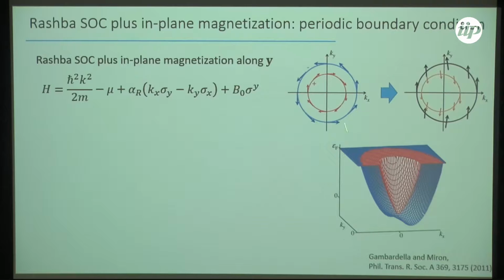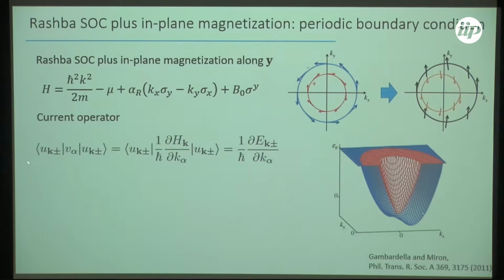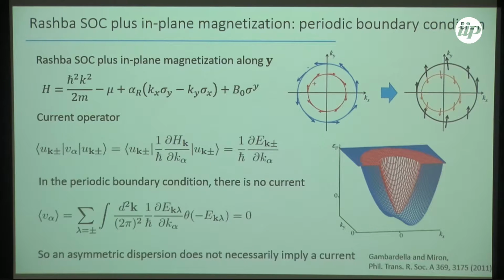Obviously, now this band structure is asymmetric between positive x and negative x direction. Would it mean that the entire Fermi sea is carrying a finite momentum, and hence your system will produce a current? Now the answer is actually no, because you can go ahead and calculate the expectation value of the current operator of the eigenstates, which according to the Feynman theorem is nothing but the group velocity of these two bands. Now you can go ahead and integrate this group velocity over the entire Fermi sea.